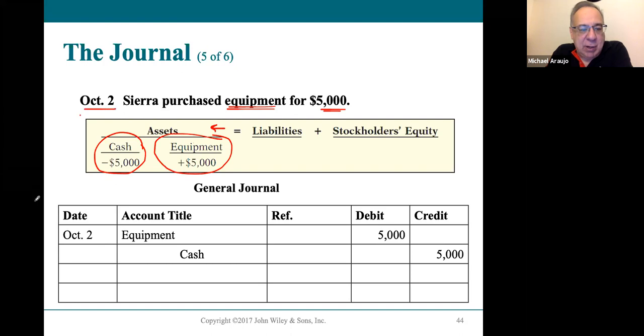Again, this happened on October the 2nd. The date's always first. The account that gets debited is usually flush against the margin. Equipment for $5,000 in the debit column. A little indentation here, although they put a lot of indentation here. Cash will get the credit for 5,000.